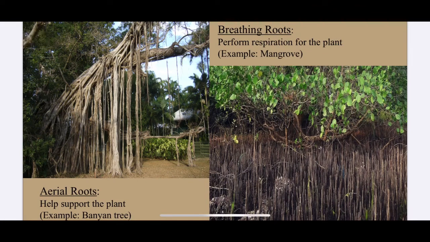Some roots, which are called aerial roots, provide additional support to the plant. These roots are found in heavy or large plants. These roots come out from the stem and penetrate into the soil and provide additional support. These roots are also called prop roots. Examples of prop roots or aerial roots are banyan roots and sugarcane.